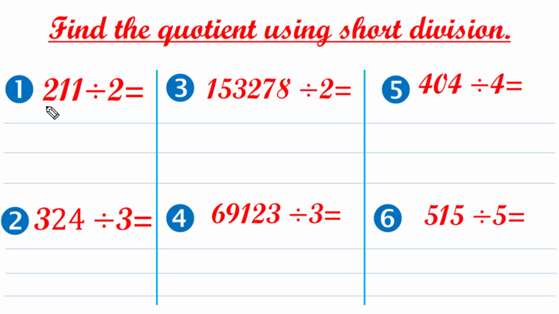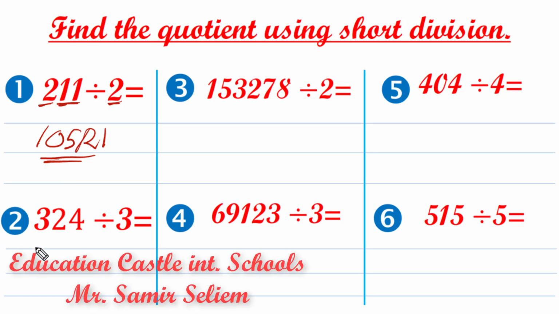Start from left to right as we studied before. 2 divided by 2 equals 1. 1 divided by 2, it doesn't work, we write 0. 11 divided by 2 equals 5. 5 times 2 equals 10, so we have remainder 1. So the quotient will be 105 with remainder 1.